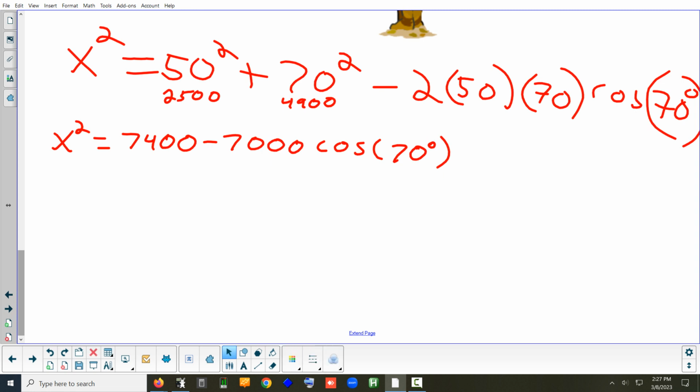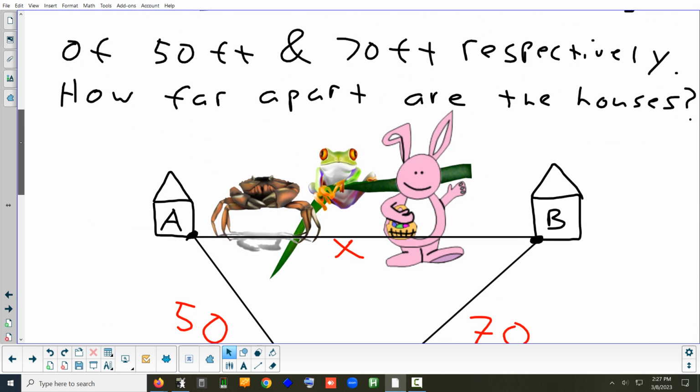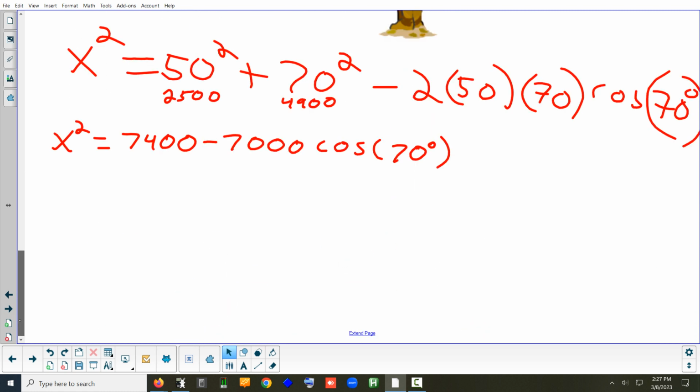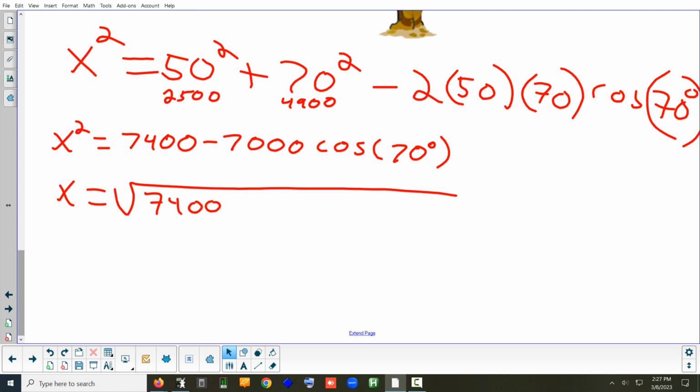The only thing we do have to do is get rid of this exponent. We don't want to know x squared. We want x, which is the distance between the houses. So what would we do with all of this stuff? Square root it. That's how you can pretty much do the entire problem without a calculator until you get to the last step. Now you need a calculator.